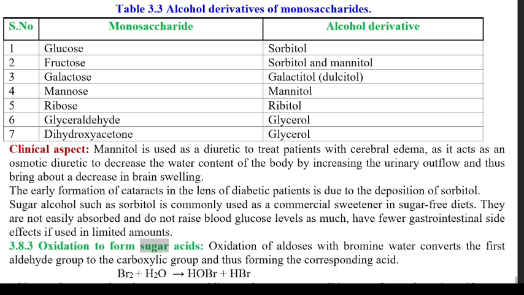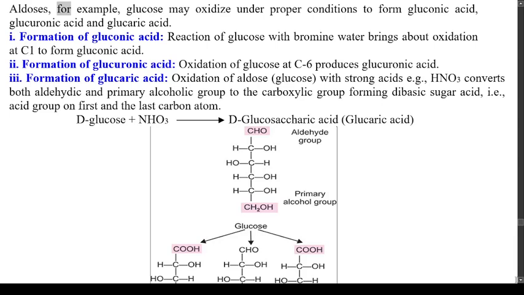3.8.3 Oxidation to form sugar acids. Oxidation of aldoses with bromine water converts the first aldehyde group to the carboxylic group, thus forming the corresponding acid. Br2 plus H2O gives HOBr plus HBr. Aldoses, for example glucose, may oxidize under proper conditions to form gluconic acid, glucuronic acid and glucaric acid. 1. Formation of gluconic acid.